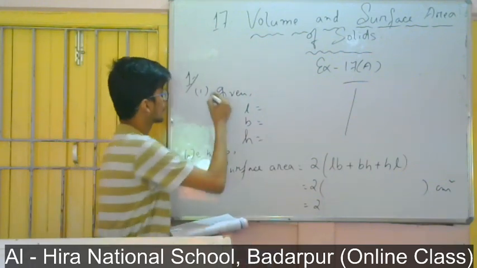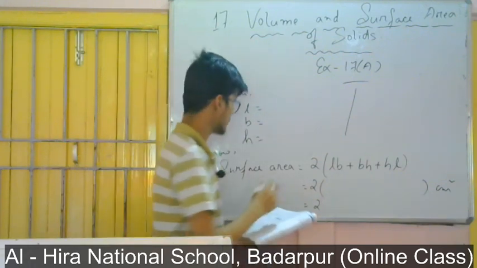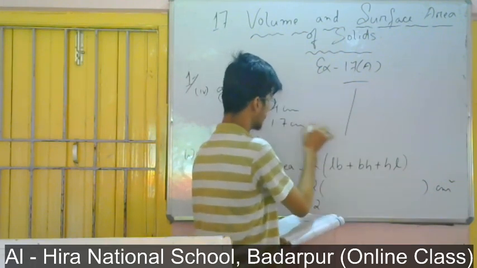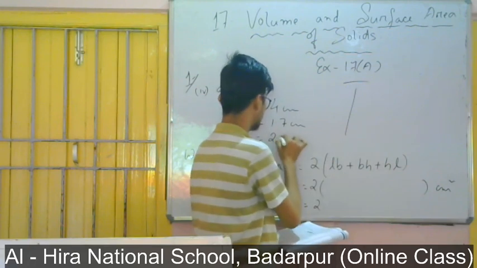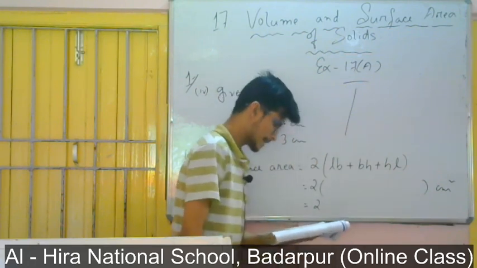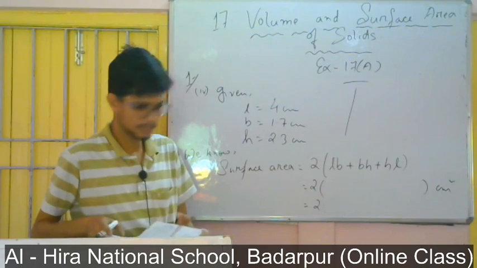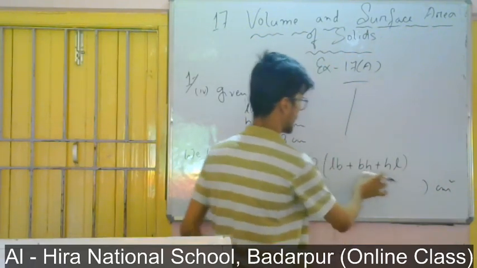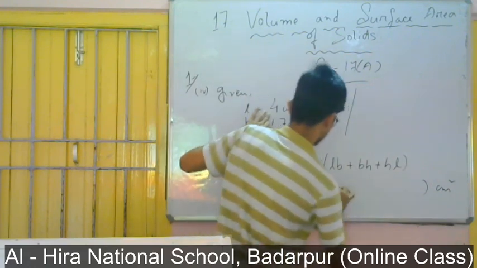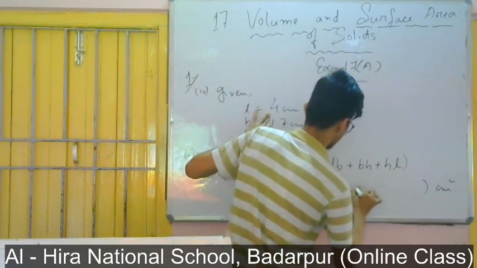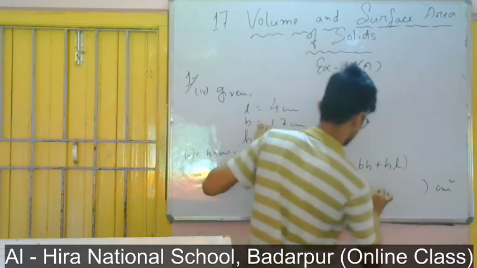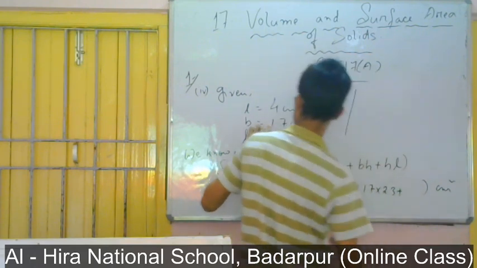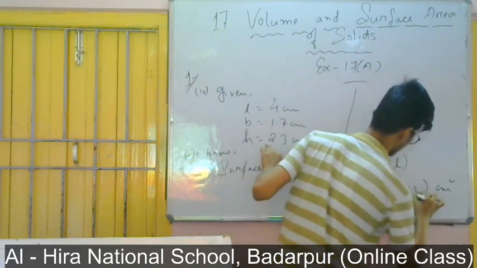Roman number 4. In this case, length is given 4 centimeter, breadth is given 1.7 centimeter, and height is given 2.3 centimeter. So we know the formula. We'll simply use this one: 2 into LB plus BH plus HL. So L here it is 4, 4 into 1.7 plus then 1.7 into 2.3 plus then again 2.3 into 4.